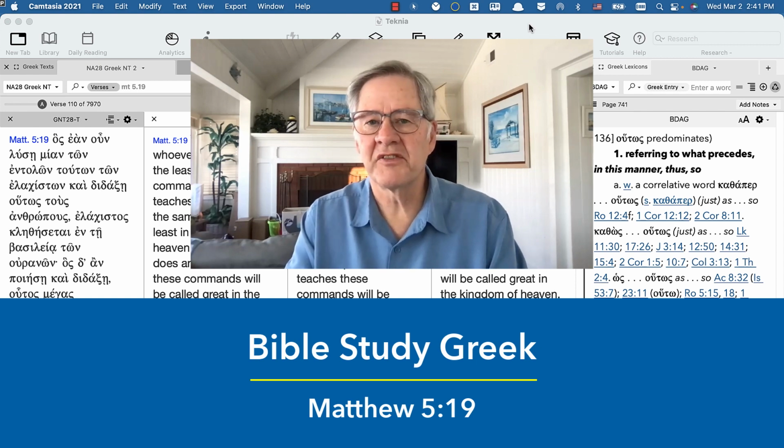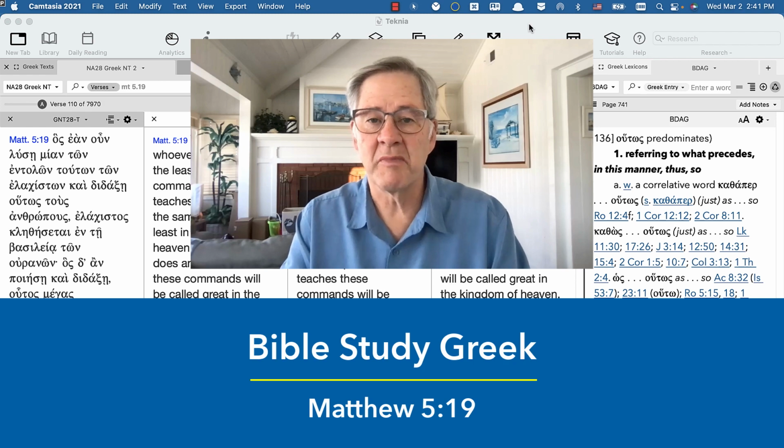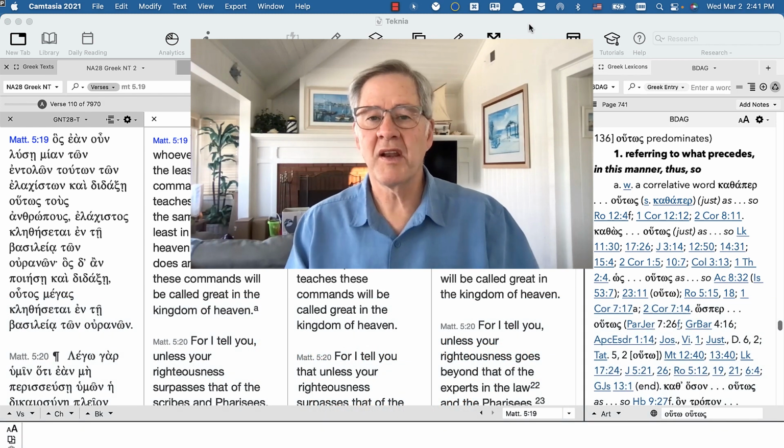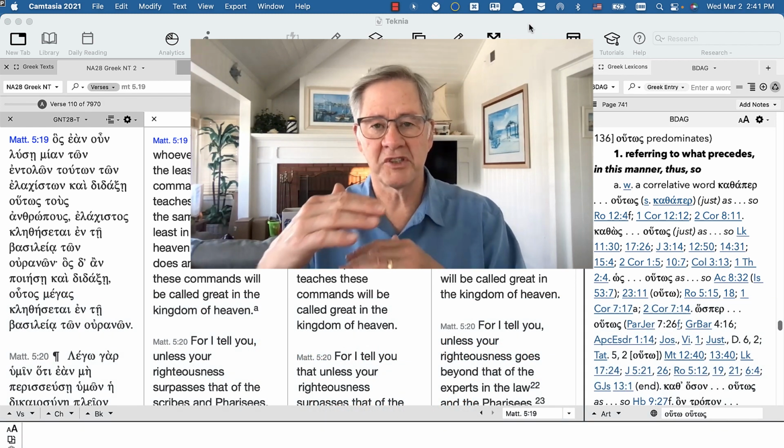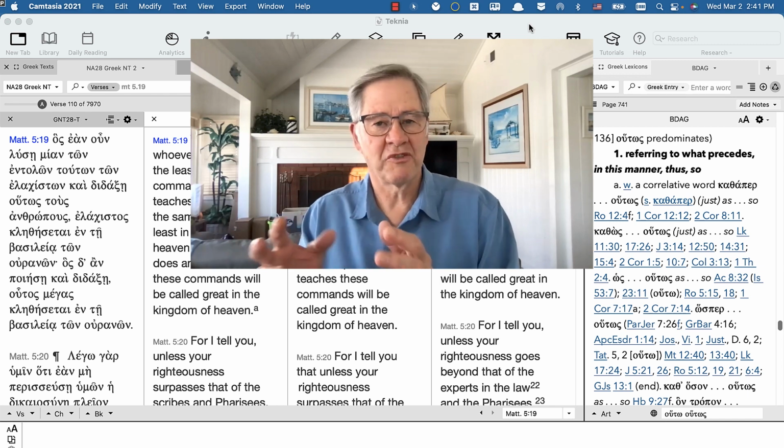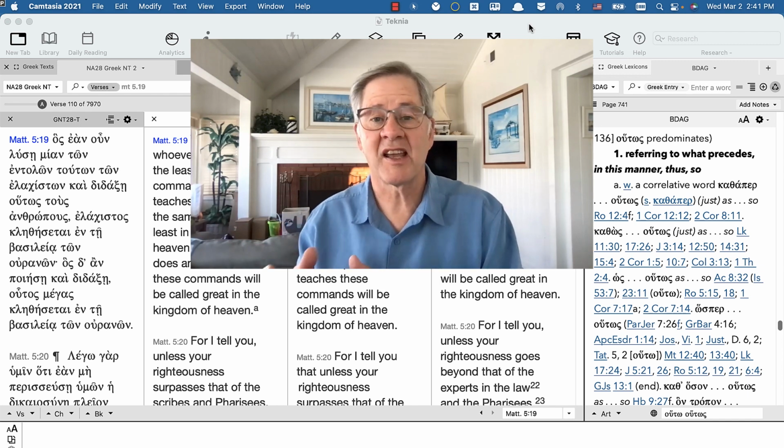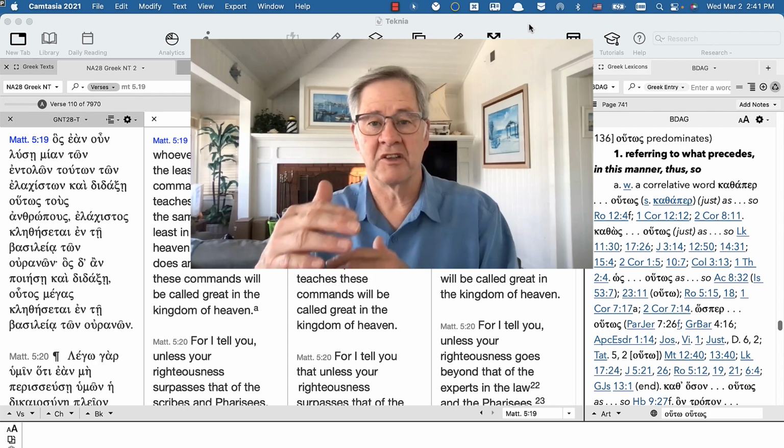Matthew 5:19 gives us two examples of things that are pretty interesting in Greek. One is the meaning of a word, and the other is what happens when Greek has a parallel structure and how it so freely drops words out of the second half of that particular structure.